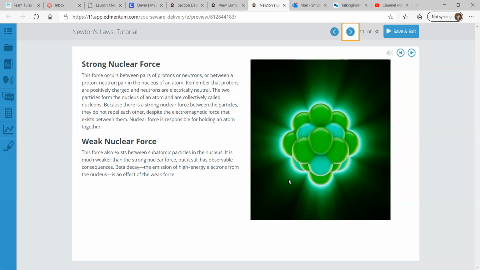So we have gravitational force, electromagnetic force, strong nuclear force, and then there's a weak nuclear force. This force exists between subatomic particles in the nucleus, but it's not as strong as the strong nuclear force. So we call it the weak nuclear force. But it still has observable consequences. Beta decay, the emission of high energy electrons from the nucleus, is an effect of that weak nuclear force.